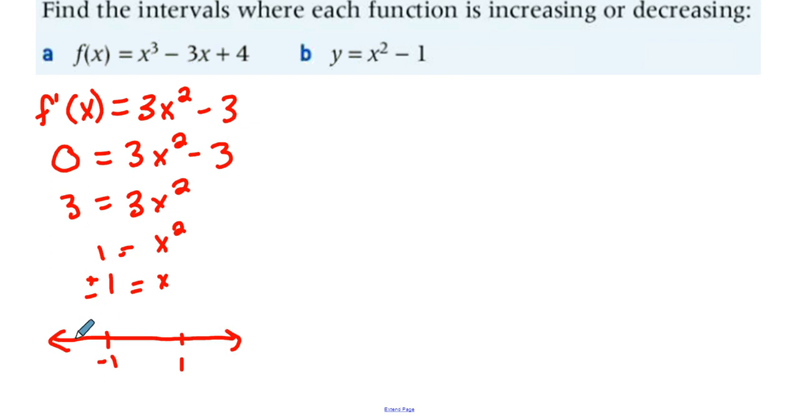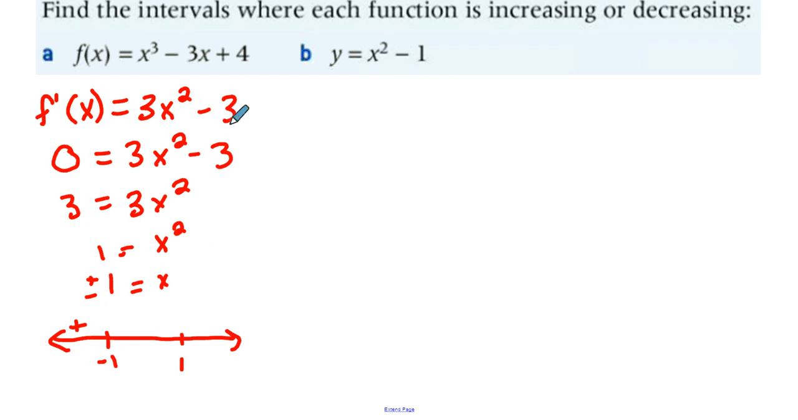If I put a value into my equation that's on each side of this, it'll tell me whether my slope is positive or negative. So if I want to look at what my slope is at -2, I put -2 into my equation, and do I get a positive value or a negative value? Positive. So all of my slopes are positive when I have values less than -1. Now I can pick a number in between -1 and 1, such as 0, which is a perfect one to substitute in.